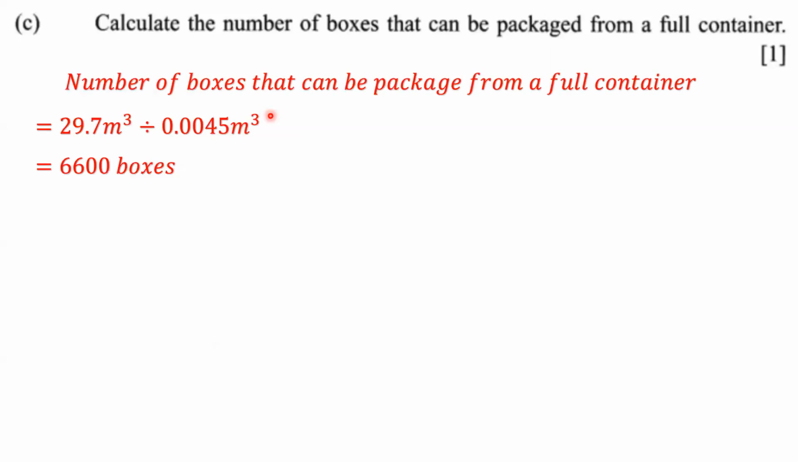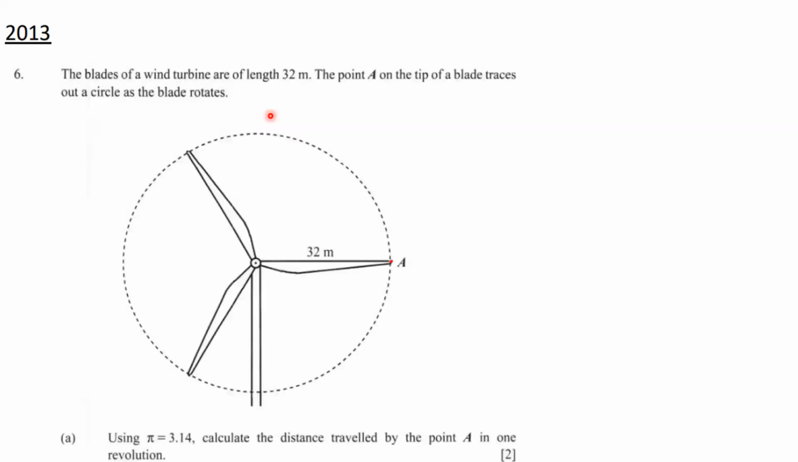The next question says, 2013, the blades of a wind turbine are of length 32 meters. So this is the length right there, 32 meters. The point A on the tip of a blade traces out a circle as the blade rotates. So the blade is going to rotate, and it's going to trace a whole circle. Using pi as 3.14, calculate the distance traveled by the point A in one revolution.